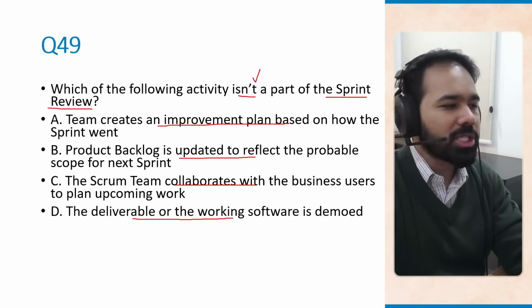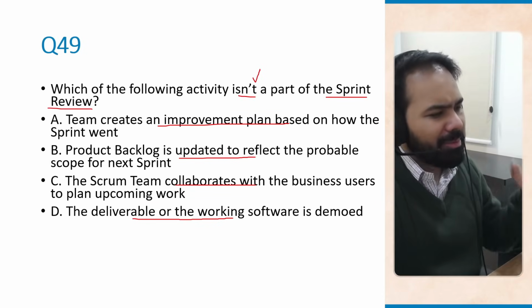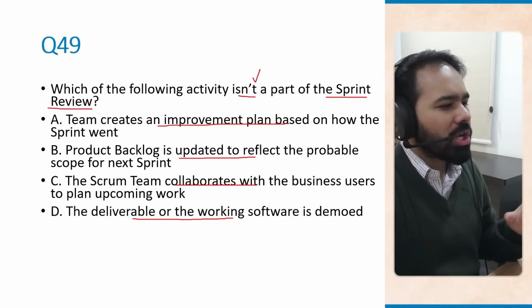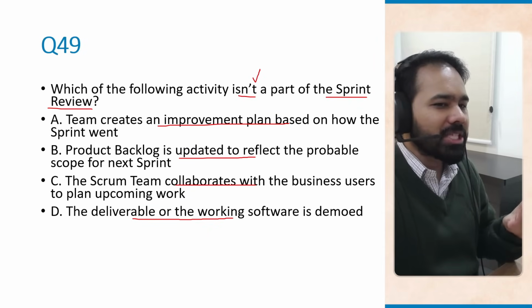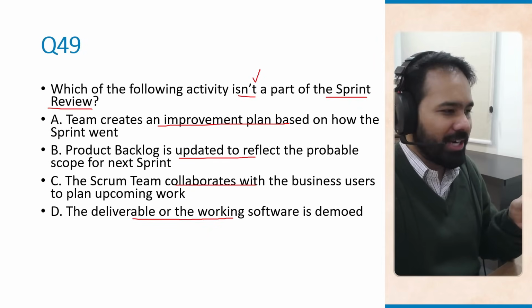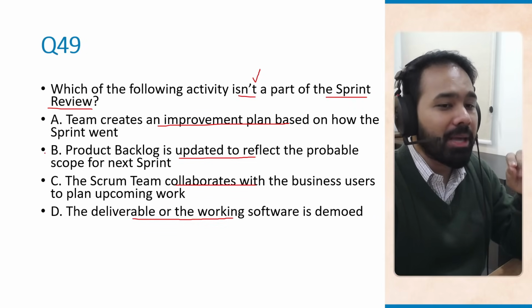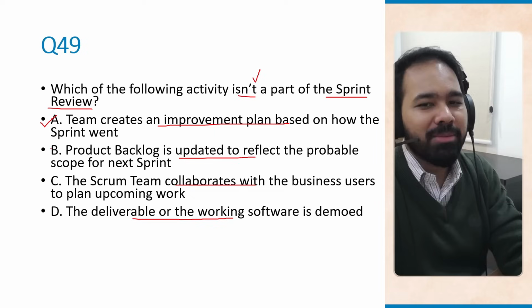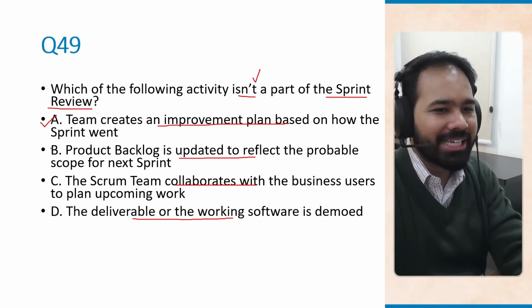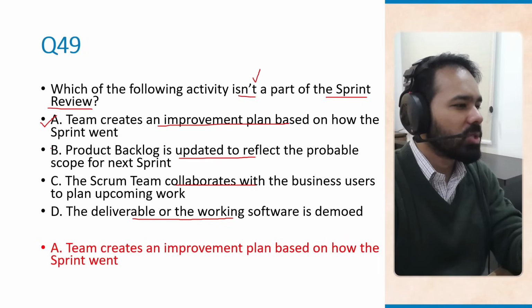You need to know what sprint review really is to be able to answer this question. Remember that this review is focused on the product, what was done and what's next. When it comes to retrospective, that's where the focus is on the process. So that in itself should give away the answer. Our focus in the sprint review is the product, not the process. And option A is talking about process. It is talking about how the team should create an improvement plan based on how the sprint went and all that. This is something which you would do in sprint retrospective, not in sprint review.